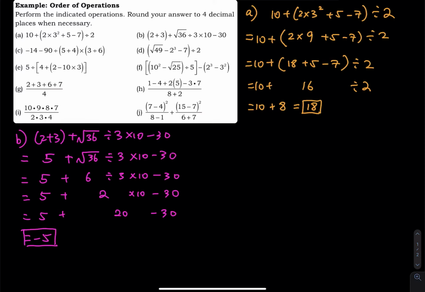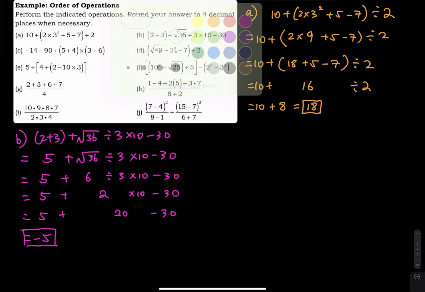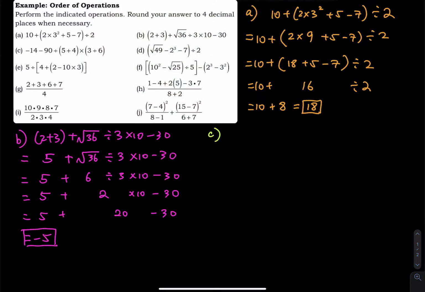All right. Next one, we have C. C is negative 14 minus 90 divided by 5 plus 4 times 3 divided by 6. So we have two parentheses. We can do them simultaneously.